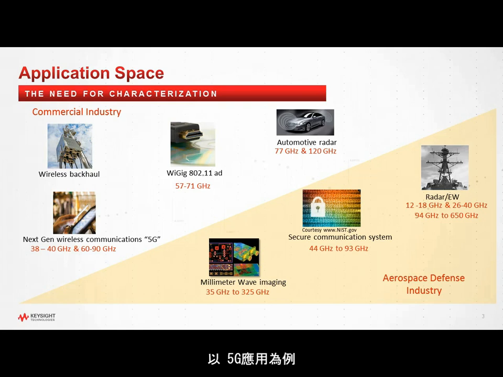As an example, if you look at a 5G application space, it's critically important that the components that are used in these systems, both in the transmitters and receivers, do not impact the quality of the data that's being transmitted. The system must be capable of transmitting a large amount of data without distortion at the speeds required, with latencies less than 1 millisecond.